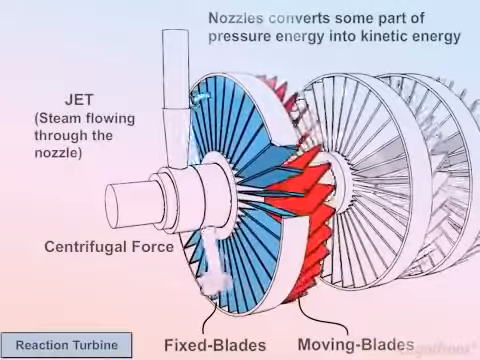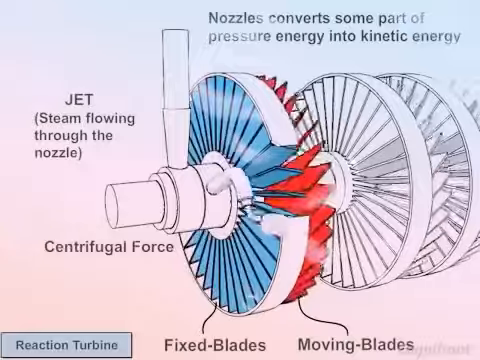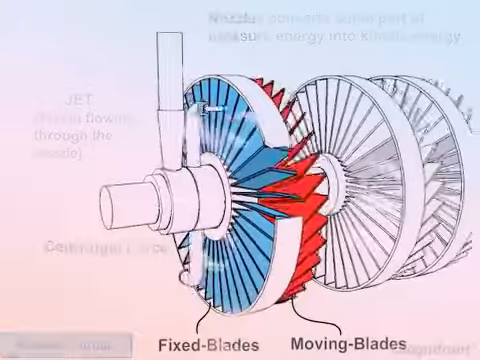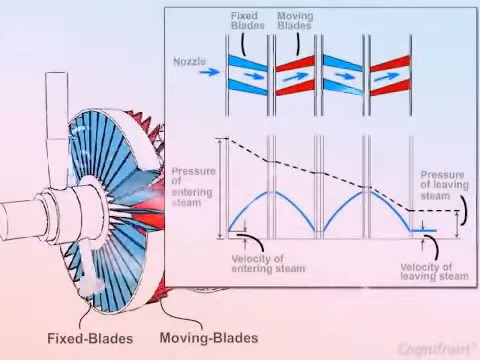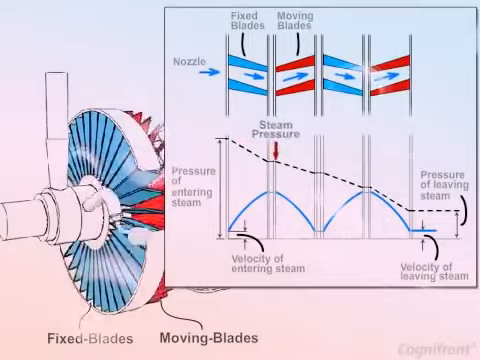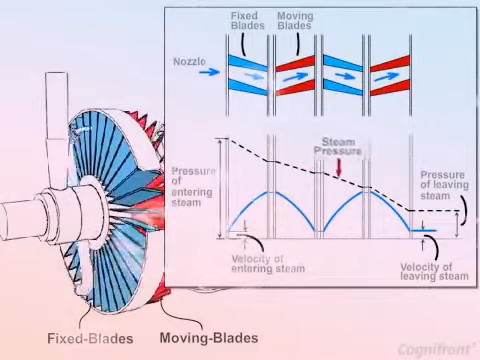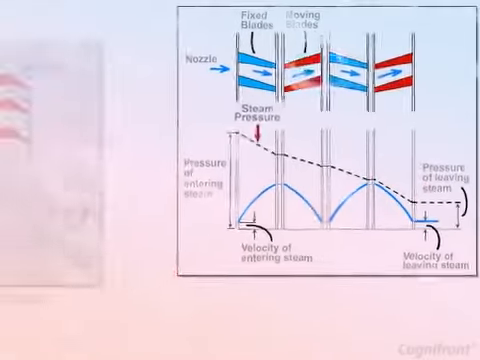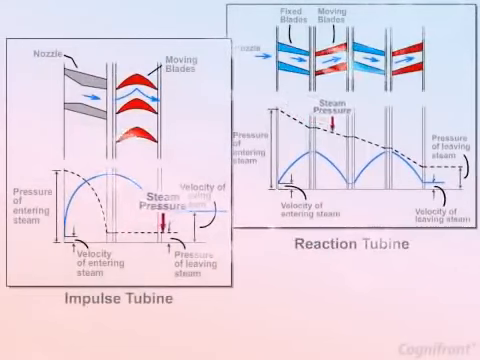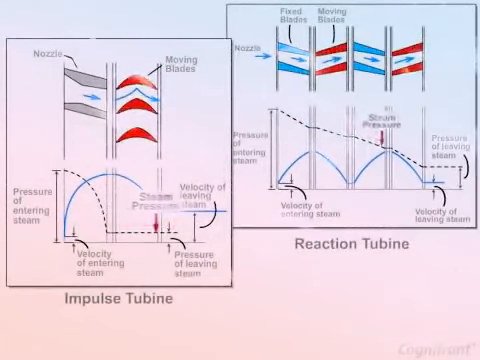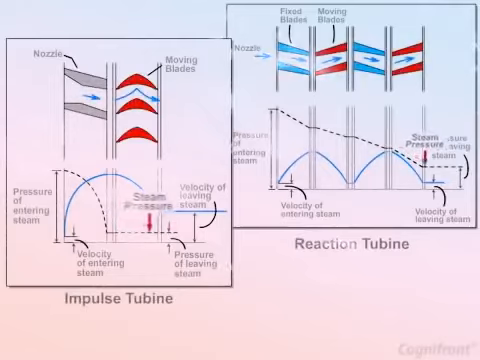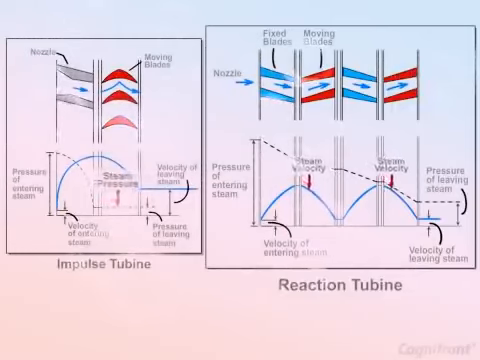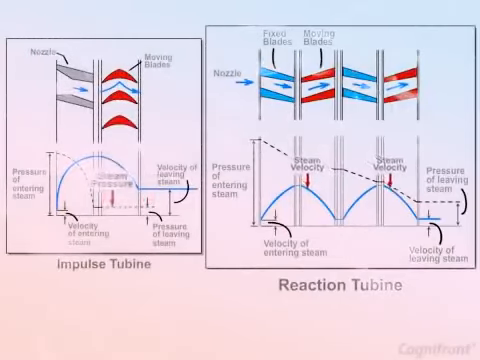This shaft is also connected with the generator. Therefore, the generator rotates and electricity is produced. In reaction turbine, the steam expansion occurs continuously while passing through the blades. Thus, the steam pressure falls gradually. Whereas in impulse turbine, pressure of the steam is constant while flowing through the blades. In reaction turbine, the velocity of the steam decreases while flowing through the moving blades.